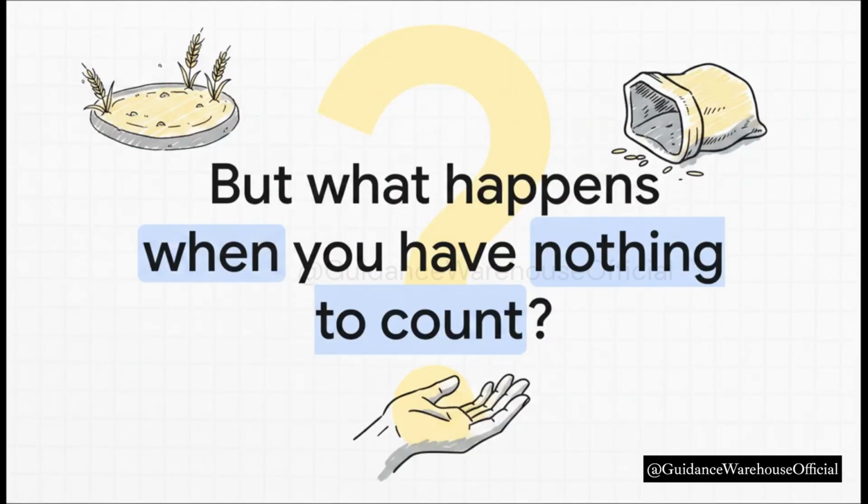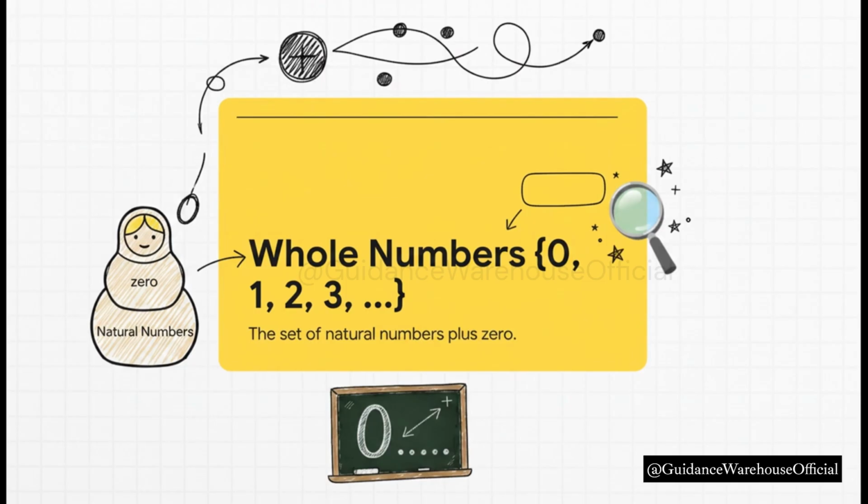But see, there's a little problem with just the natural numbers. They're fantastic for counting all the stuff you have. But what about when you don't have anything? What happens when the basket is empty? How do you write that down? And the solution? Well, it was so simple it was revolutionary. We just add one more powerful idea, the number 0. And with that one single digit, our number system can now show not just what is there, but also what isn't. This gives us our next nesting doll, the whole numbers.